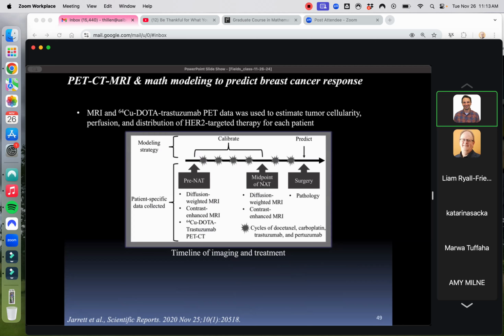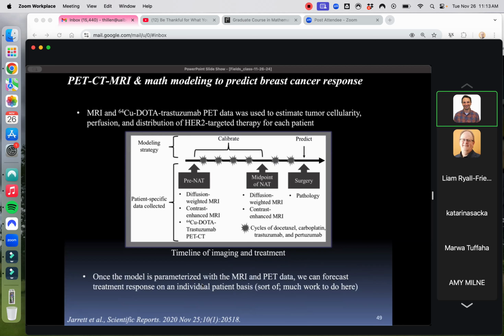You have your data types we get: the diffusion MRI, the contrast MRI, the copper labeled trastuzumab. So these are the things that we're going to use to predict what's going on at surgery. So once the model is parameterized with the MRI and PET data, we can forecast treatment response on an individual patient basis. And I got to stress here, sort of.